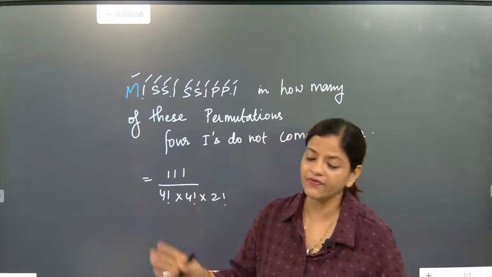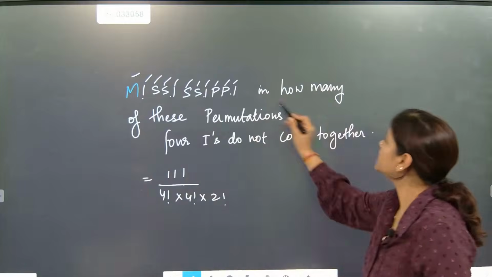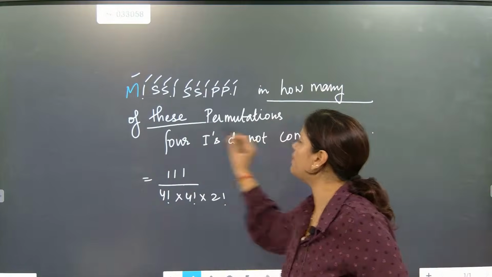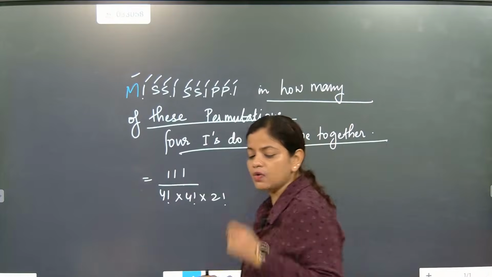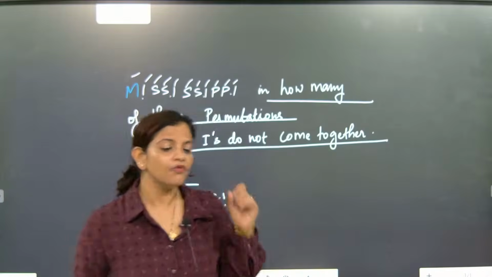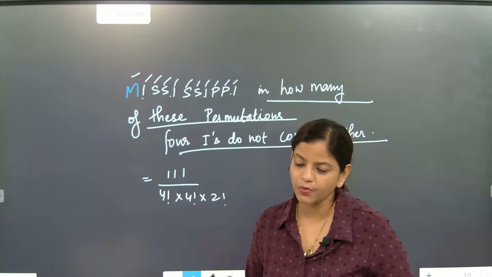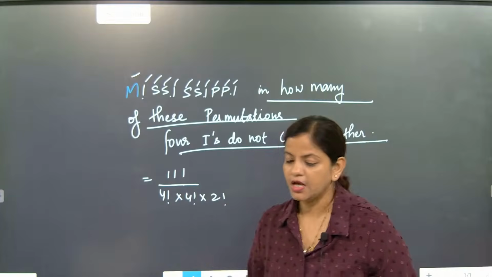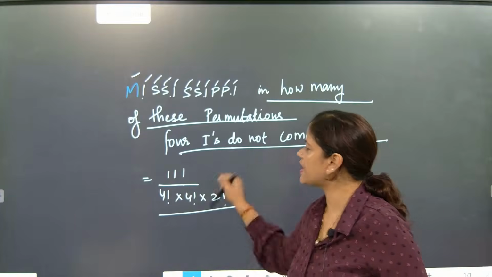But if somebody asks you the next part of the question, in how many of these permutations do the 4 I's not come together? So we are not supposed to write the 4 I's together. So here too we are writing the 4 I's together. This is what is exactly common.